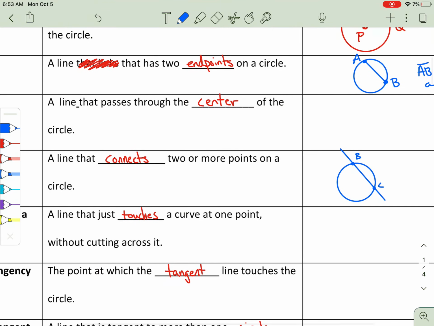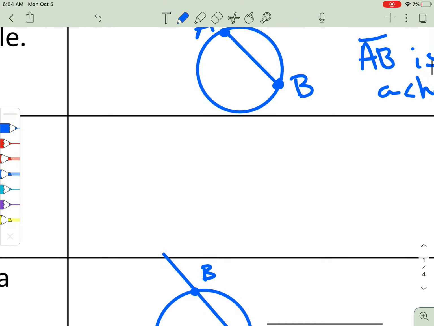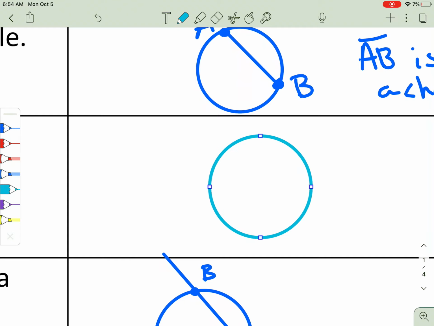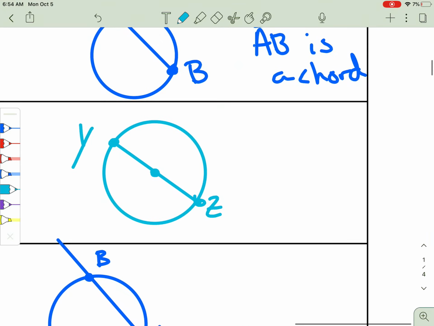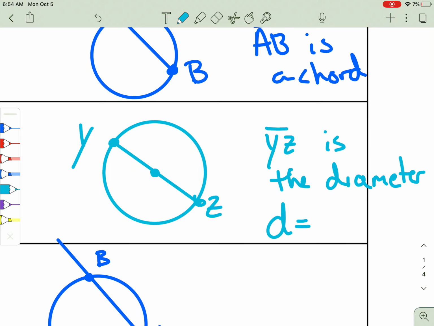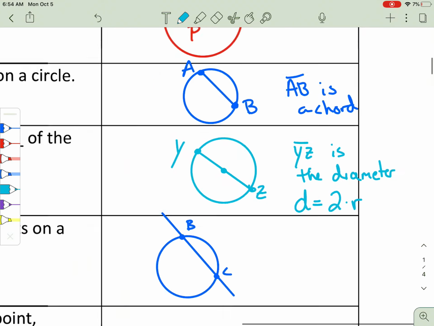Diameter. A diameter is a line that passes through the center of the circle. So again, if I change colors here and I draw a circle, if this is the center, then a diameter goes all the way across. So if this is, I don't know, YZ, we would say that YZ is the diameter. And remember that the diameter is 2 times the radius.